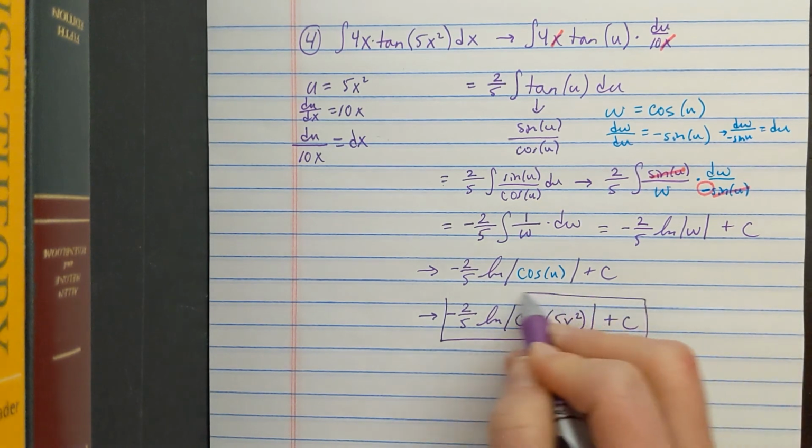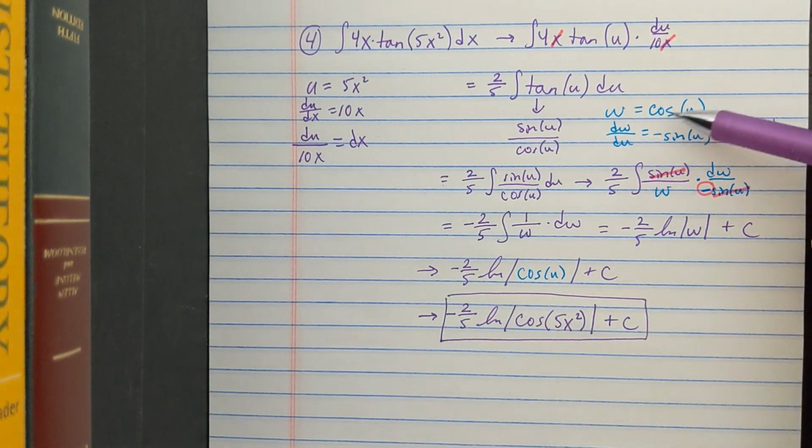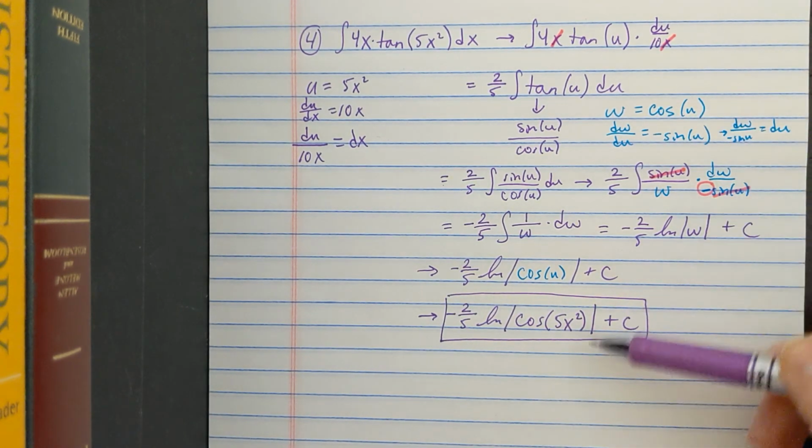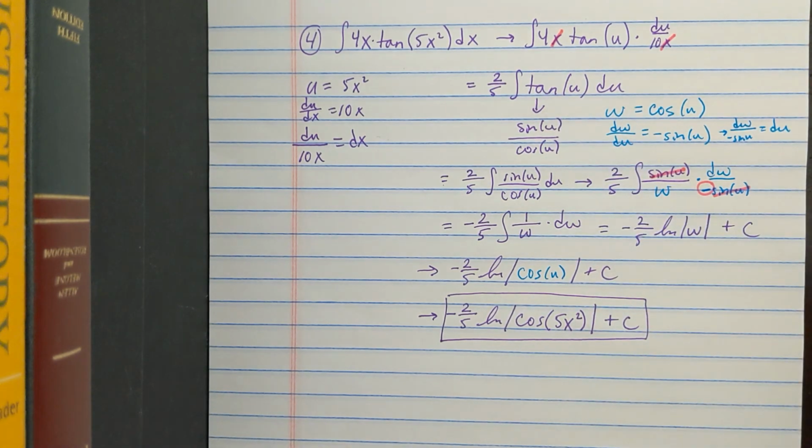Okay, so that's another method besides what I showed on my key, showing the extra substitution for getting the integral of tangent. And you're going to use a similar method on number 3.